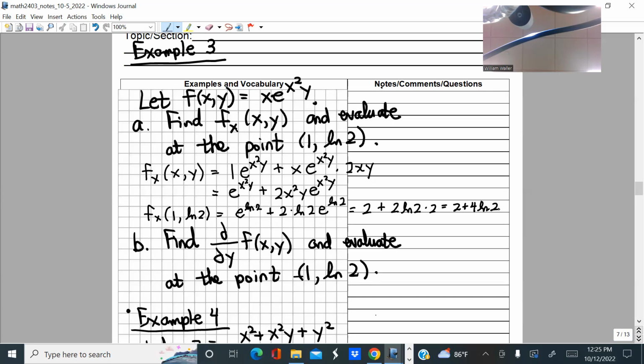So what is that telling you? What's that number telling you? At this point on this surface, whatever that looks like, I didn't graph it. At this point on this surface, the slope is this number, but in what direction?